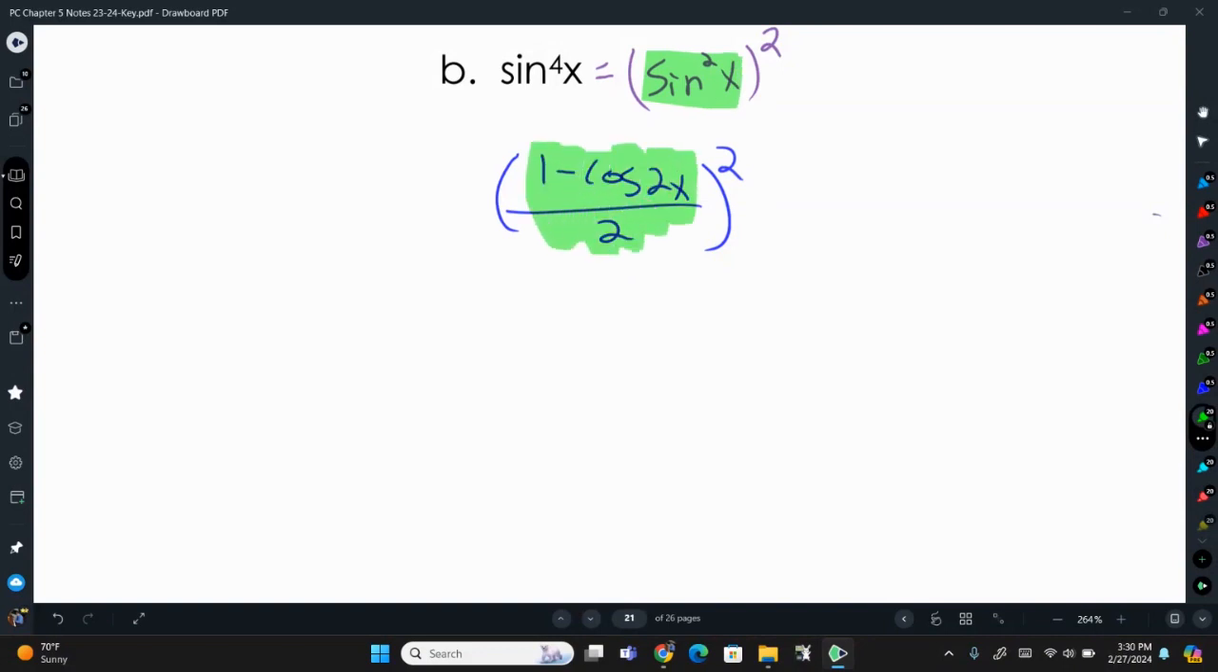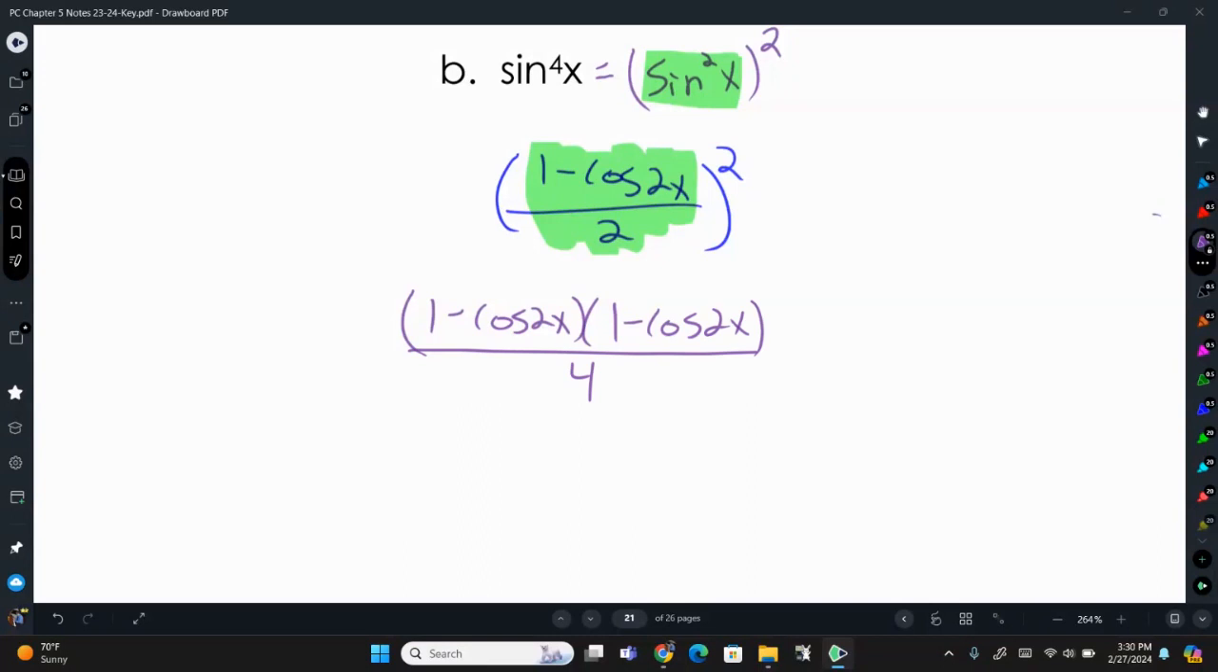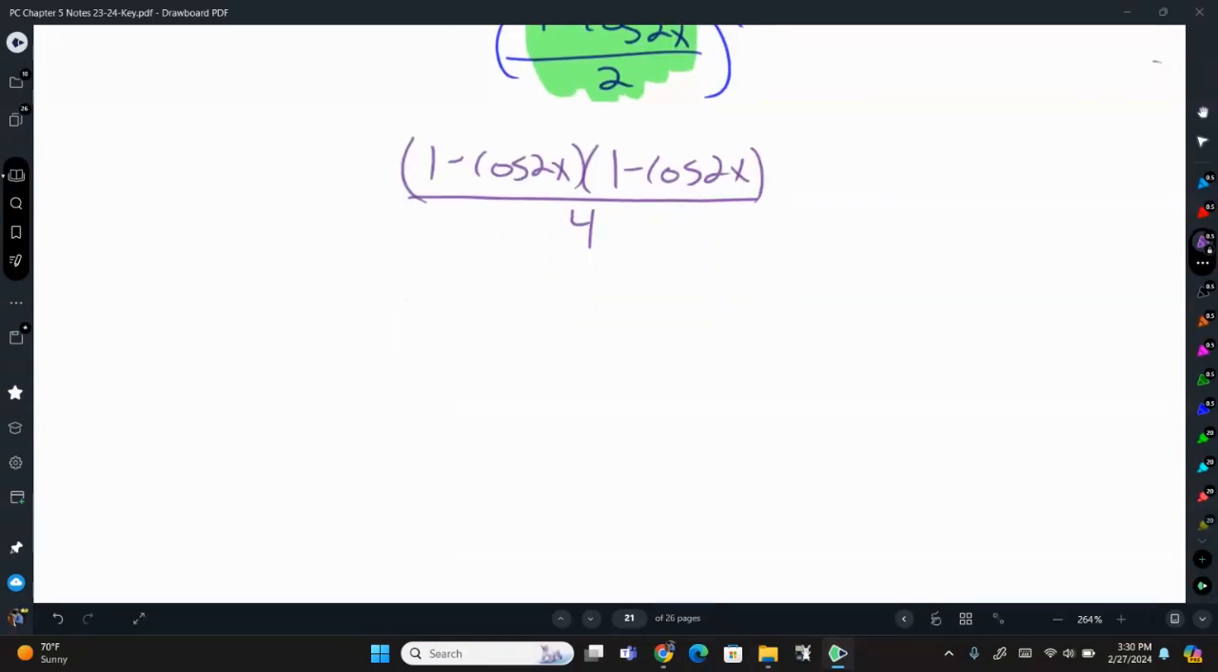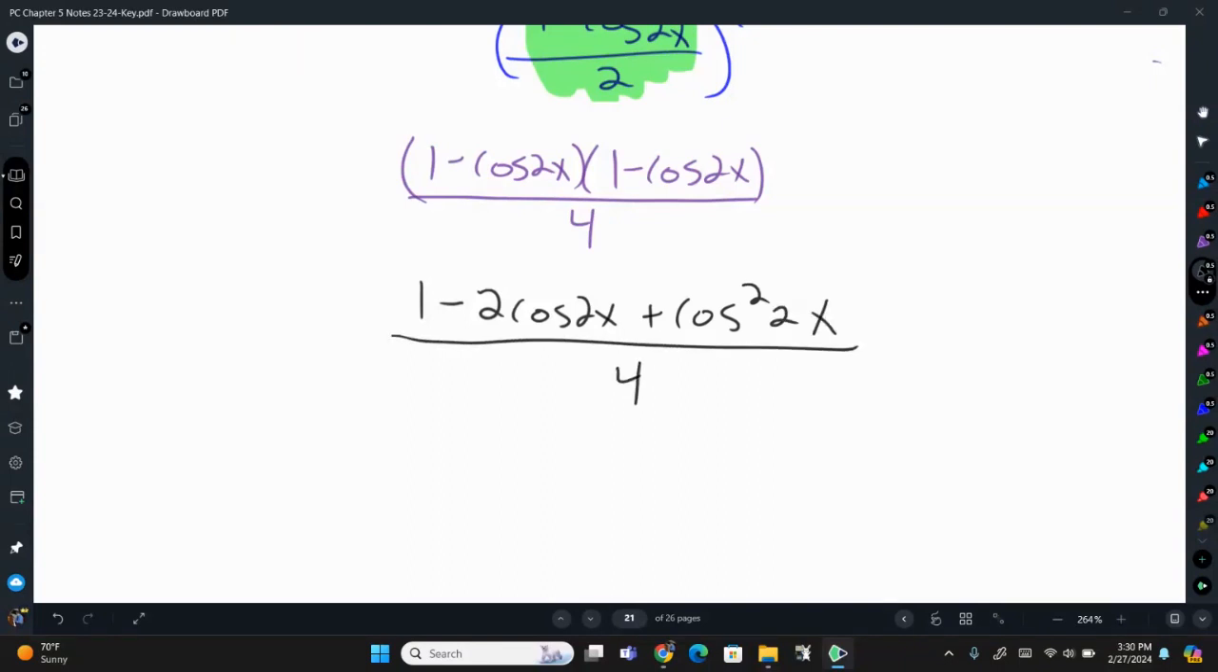So now we're going to square the top and bottom. If we square that top and bottom, we get 1 minus cosine 2x times 1 minus cosine 2x over 4. So we're going to FOIL the numerator or use the shortcut: 1 minus 2 cosine 2x plus cosine squared 2x over 4. Well, the directions said do cosine to the first power. We have a cosine squared right here, so we're going to have to power reduce this.